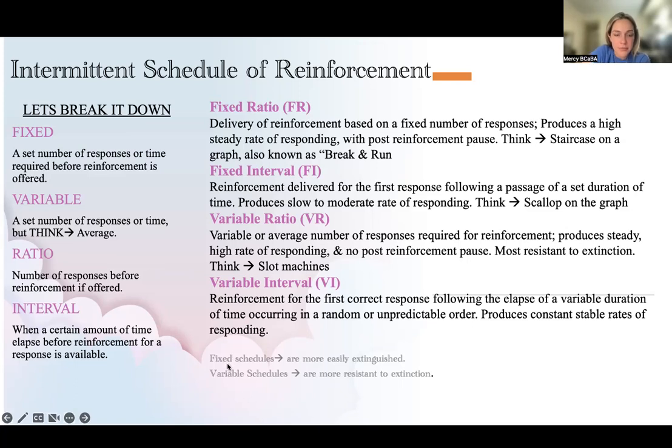And then down here, I wrote another little note. Fixed schedules are more easily extinguished. Why? Because if you do it continuously on a fixed time or fixed ratio, and all of a sudden you stop, it's easier to implement extinction on those types of procedures. Variable schedules are more resistant to extinction because the person you're implementing this schedule on is already used to not knowing when they're going to receive reinforcement. So that is why that happens.